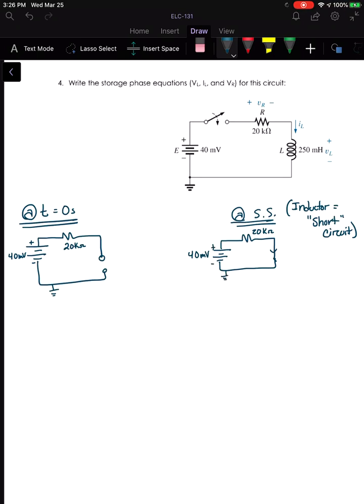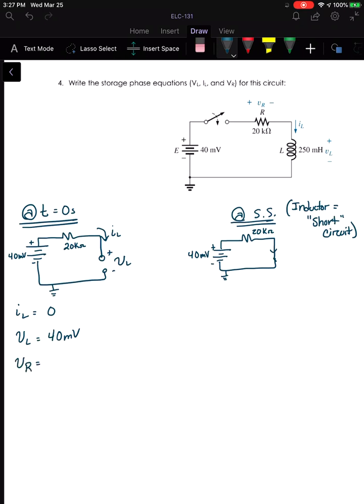Okay. So at t equals 0, here is our I sub L. I sub L equals 0. V sub L, which is right here, that's an open circuit voltage. Remember, since there's no current through the resistor, there's no voltage drop either. So we're really just measuring the 40 millivolts across the inductor there.